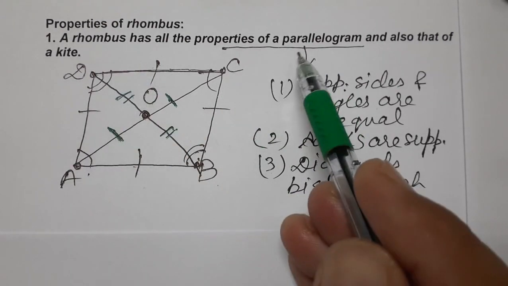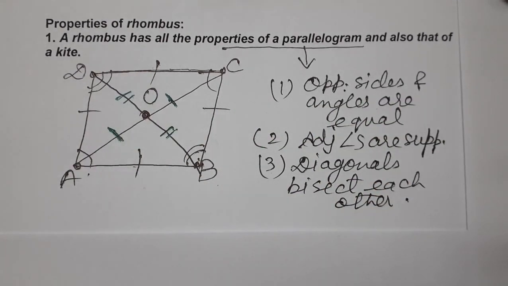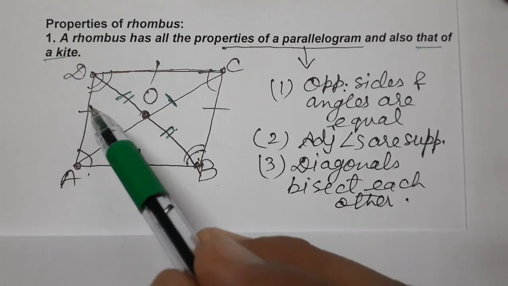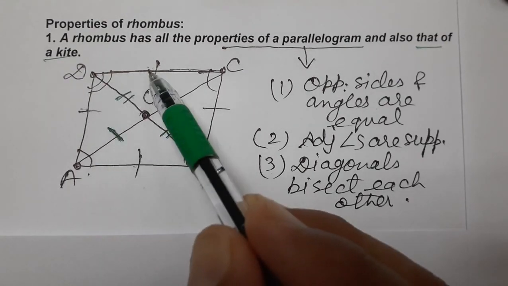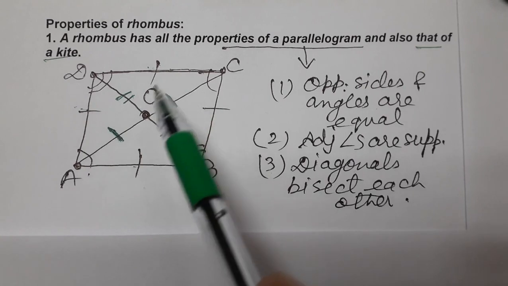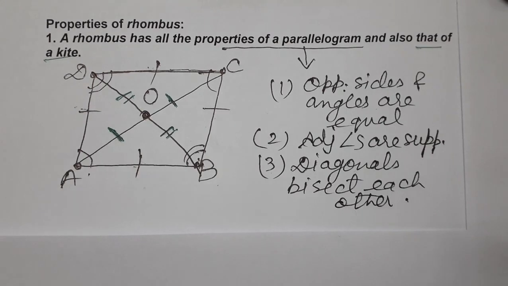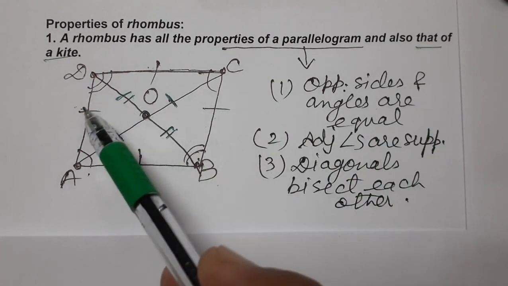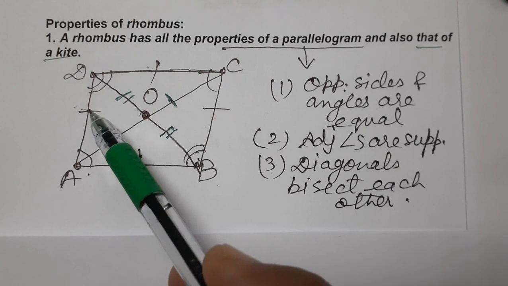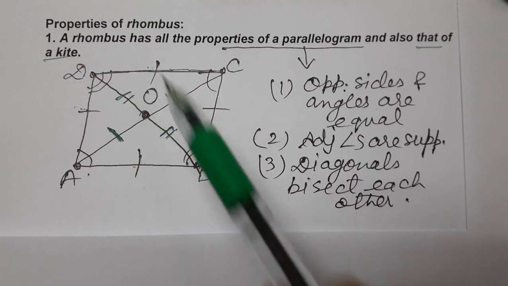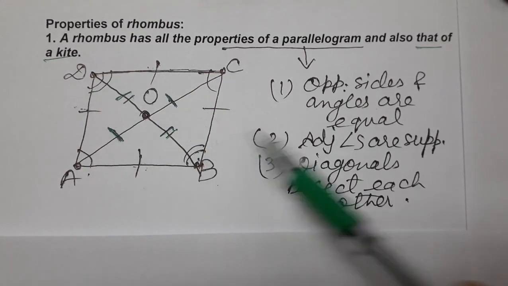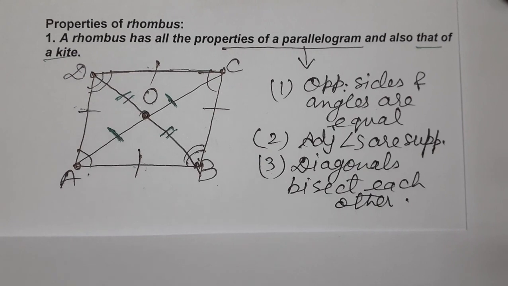So rhombus has all properties of parallelogram and also that of kite. Two pairs of consecutive sides are equal. So this one pair is equal and this one pair is also equal. That means a kite. What is a kite? Having two pairs of consecutive sides equal. Because all of its sides are equal, it is a kite also. So rhombus is a kite also. But a kite is not a rhombus.